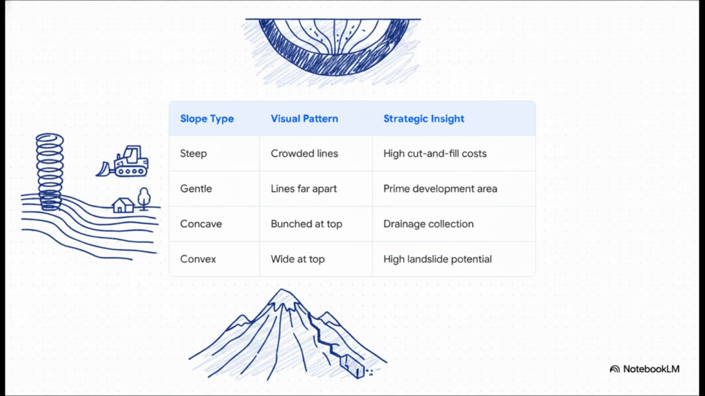Gentle slopes, where the lines wander far apart, well, that signals prime development land. A concave slope looks almost like a bowl, warning planners of heavy drainage requirements. And convex slopes? Those are wide at the top and dangerously tight at the bottom. They scream high landslide potential, which is going to require massive geotechnical interventions.